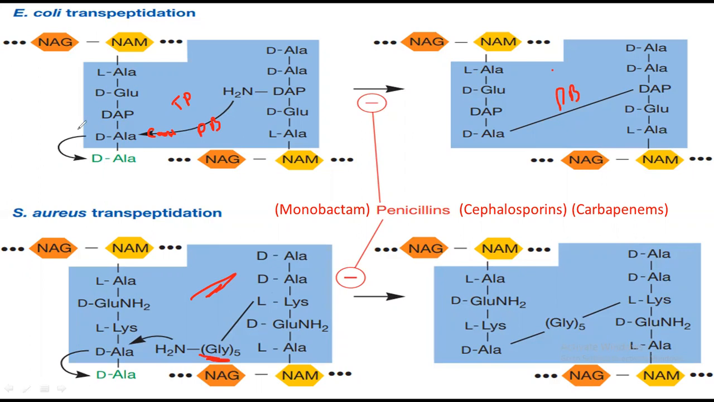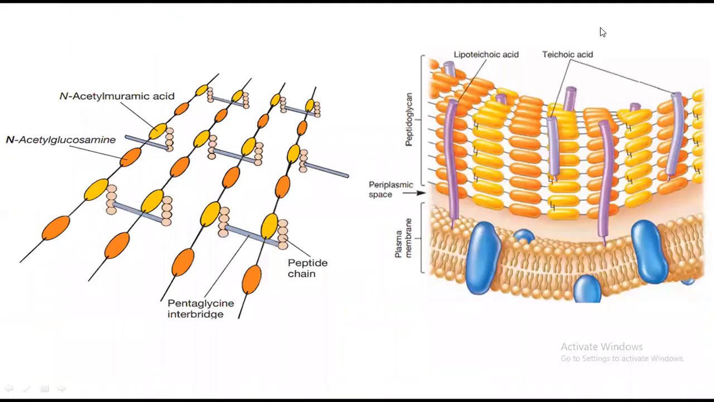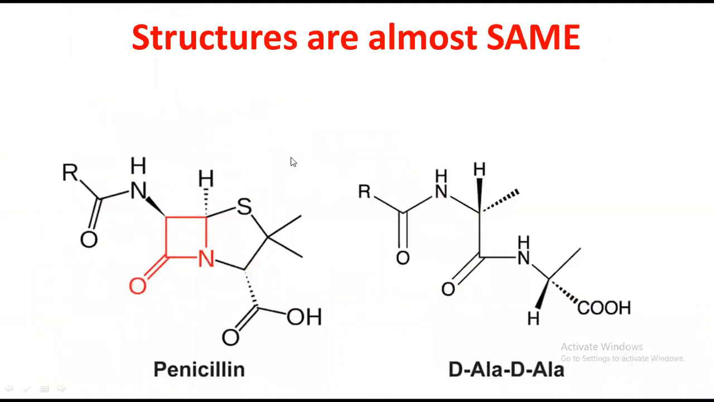Further, if I proceed, just look here at this D-alanine and D-alanine. I want to show you. Just look here. This is a penicillin, and this is the D-alanine and D-alanine structure. Look at this structure. This is known as the beta-lactam ring of penicillin, so it performs that function. And just look here, there is very much similarity between them.